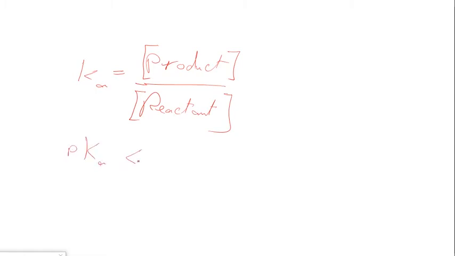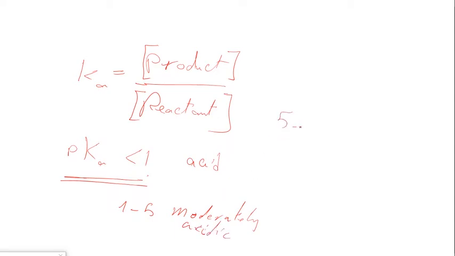is lower than 1, we will consider the solutions that have this value to be a strong acid. And if it is between 1 and 5, it will be moderately acidic. But between 5 and 15, it will be a weak acid. And above 15 will be an extremely weak acid. Okay?